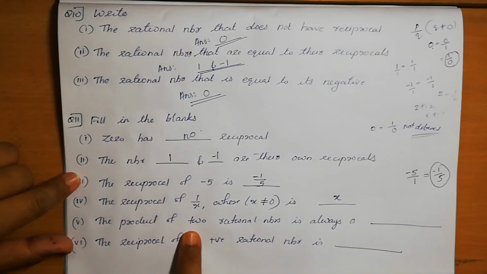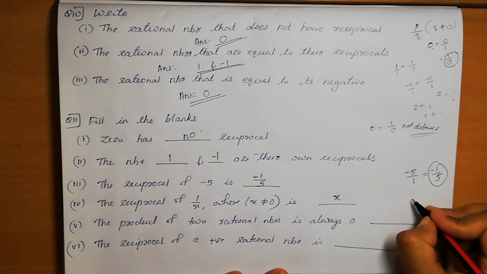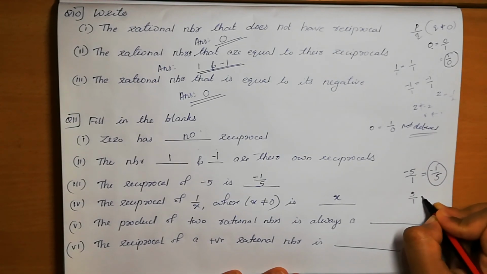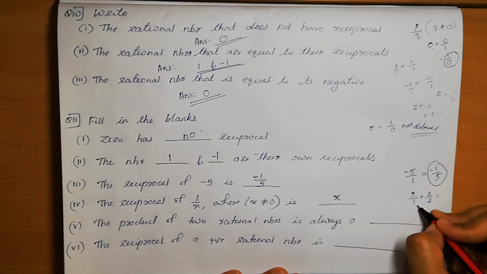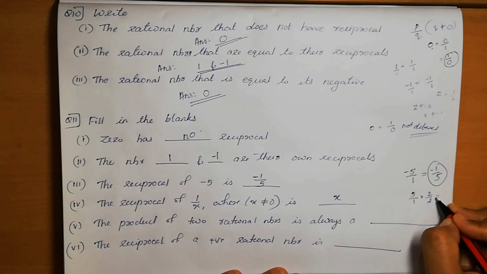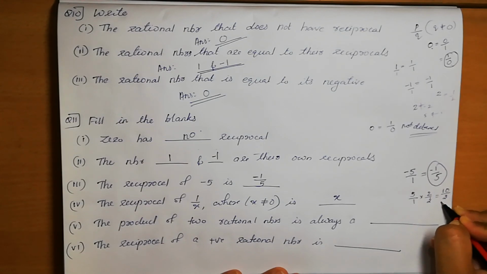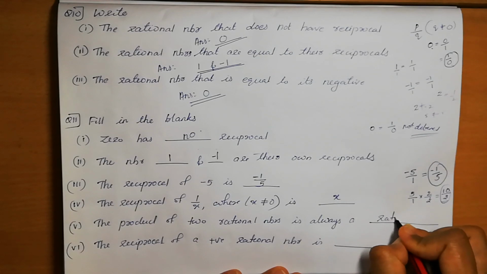The product of two rational numbers is always a rational number only, correct. We can take 5. 5 we can write as 5 by 1, and 2 by 3. 5 by 1 is a rational number. 2 by 3 is also a rational number. Product: 5 into 2, 10; 3 into 1, 3. This is in the form of p by q. So the product of two rational numbers is always a rational number.